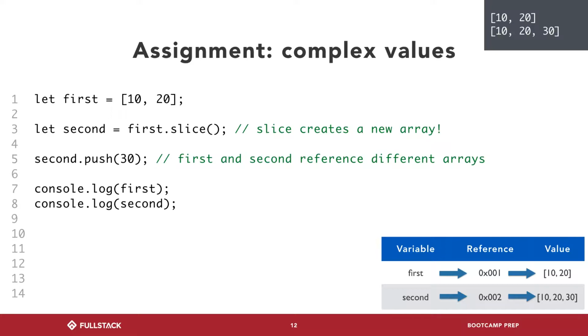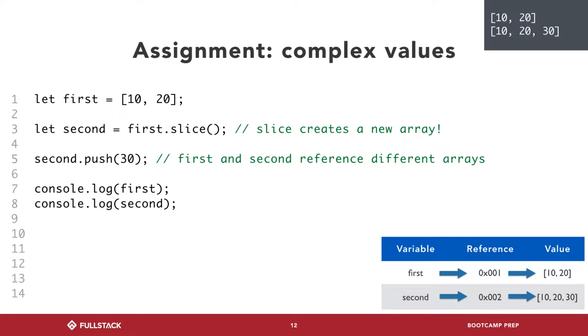If I do down here first dot push, it's going to change this, but it's also going to change the variable second as well. But if I look at just this line, I have no idea second also got affected. So this is one of the reasons why dot slice is really helpful.